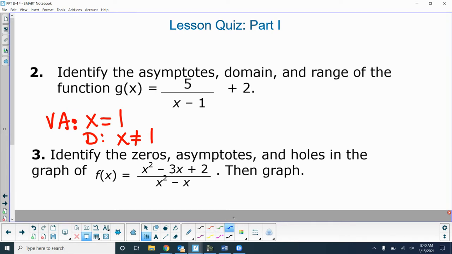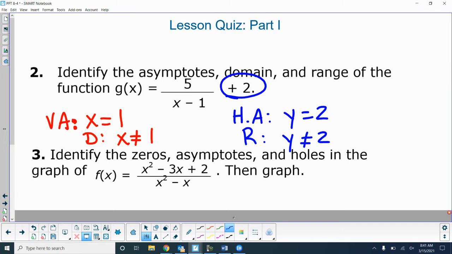Okay, the horizontal asymptote is whatever's out here. So it's a positive 2. So it's y equals 2. And then our range is y is any number but 2. So when the function's in that form, it's real easy to do. Don't have to do any factoring or anything. You just look at it and answer it.